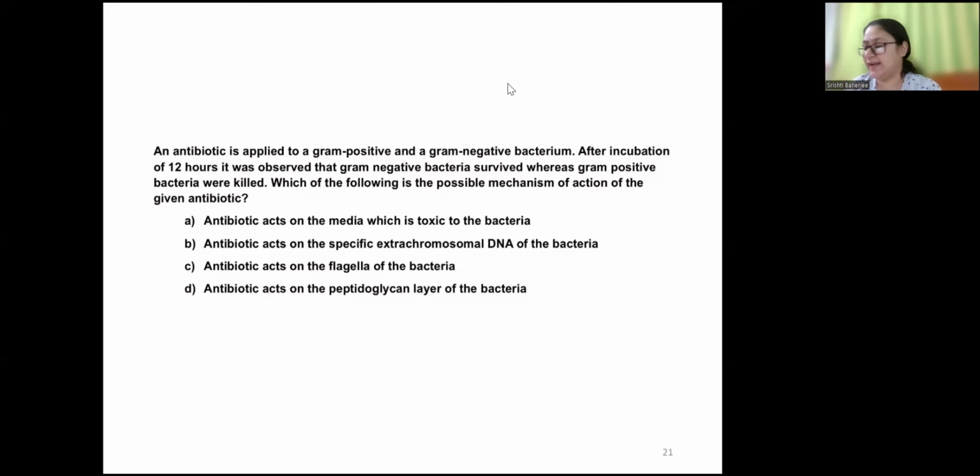D. How? Why? Both have a peptidoglycan layer and it's kind of the same. Yes, I understand it's D. Okay. So the peptidoglycan layer, because penicillin has nothing to do with media or extrachromosomal DNA or the flagella of the bacteria. But I need the explanation: why does this antibiotic act on peptidoglycan, and why does it act differently on the peptidoglycan layer in Gram positive and Gram negative?